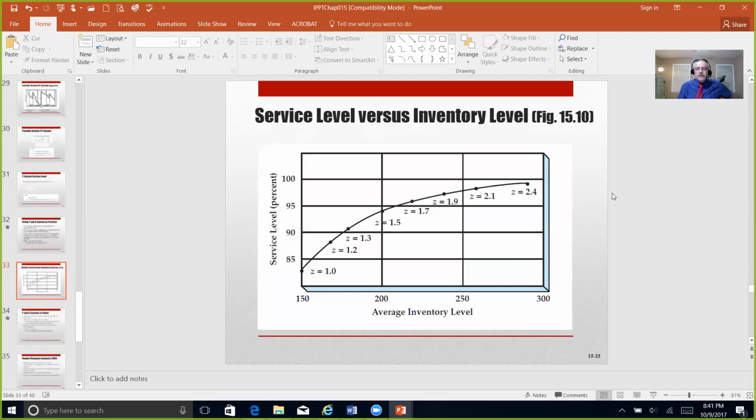Here's the service levels inventory figure 15.10 at the bottom of page 390. This figure shows the increase in level of inventory required to achieve a higher service level. So this is just a graphical representation of, if I want to increase my service level, then my average inventory level has got to increase as well, which makes logical sense. This way I'm sure I've got more inventory and don't have to worry about stock outs. But as you can imagine, inventory costs are a direct cost to the bottom line of every organization.